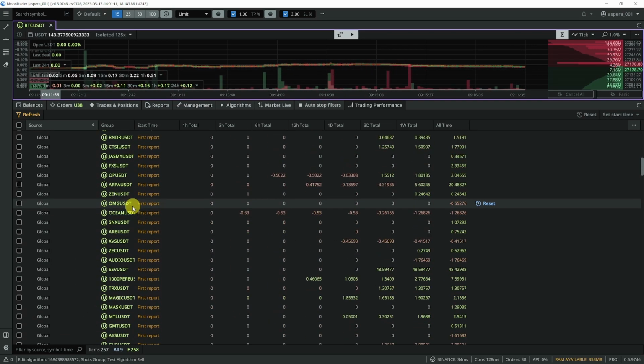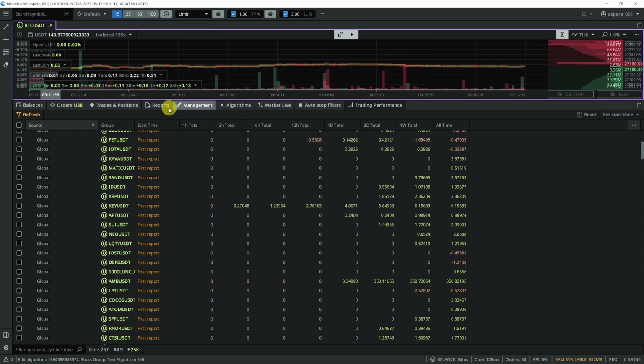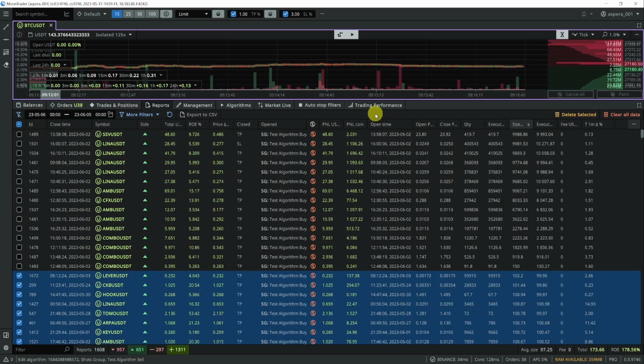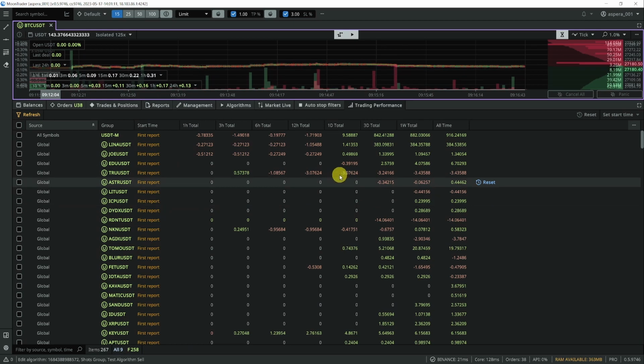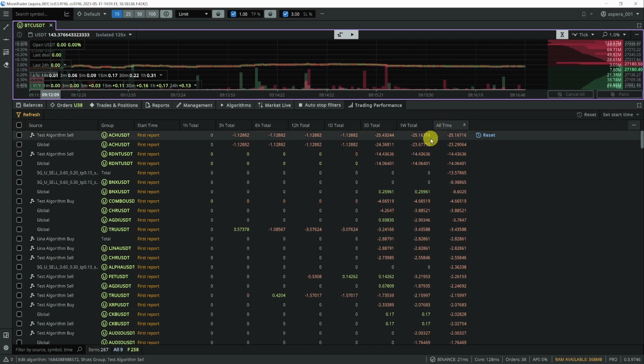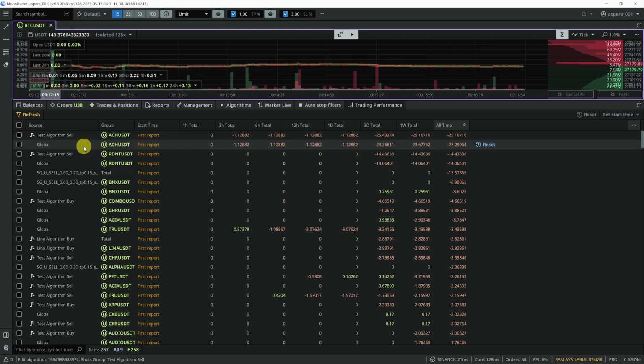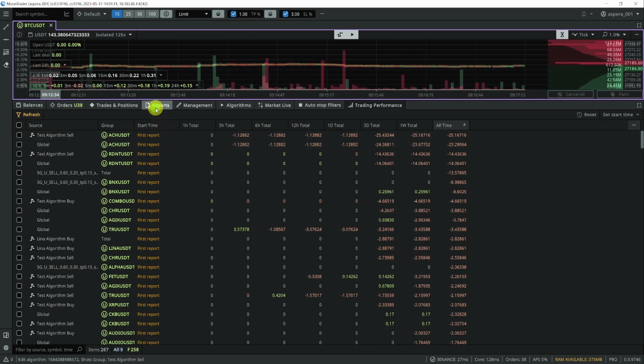But right here, I couldn't find a way to exclude those crazy order sizes. So we're looking at everything. So let's sort by all-time P&L, and let's take a look at the worst performance. So here we have a coin, ACH, and globally, it lost me 23 USDT. But I don't know whether this is only on small transactions, only on big transactions, or a combination of all of them. So luckily, we can filter the reports by coin.